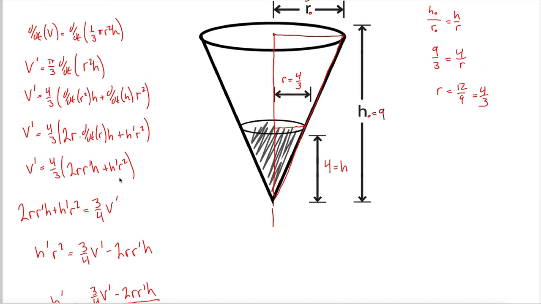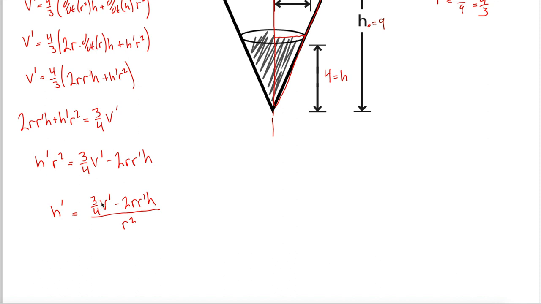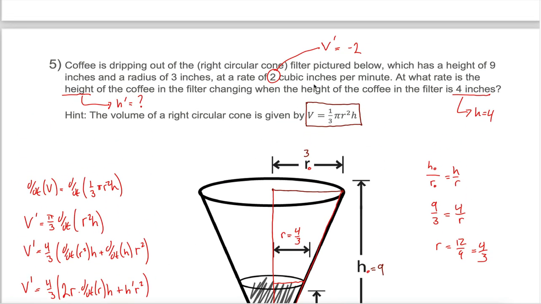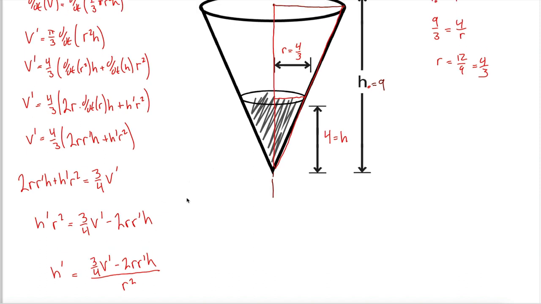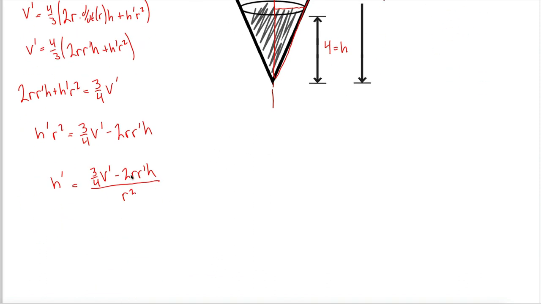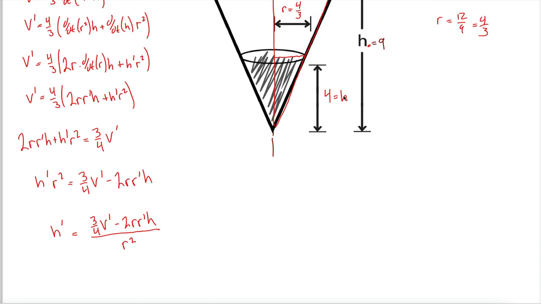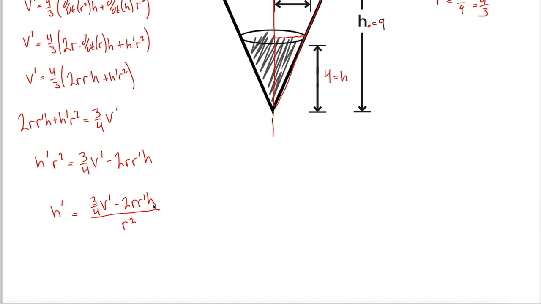We finished up all the calculus up here. If we're lucky enough to know V prime, r, which shows up here and here, r prime, and h, we're done. I think we know most of those things. V prime was given in the problem, right? V prime is equal to negative 2. So we're good here. R, we have labeled in our picture. That's 4/3. So we're good here and we're good here. H, we have labeled in our picture. That's just equal to 4. So we're good here as well.